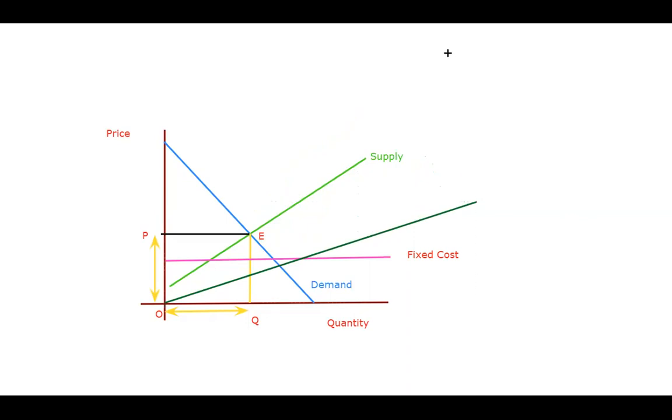And now I'm going to draw your total cost. Okay, so I should write it down here. This is your variable cost. Now I'm going to draw total cost.